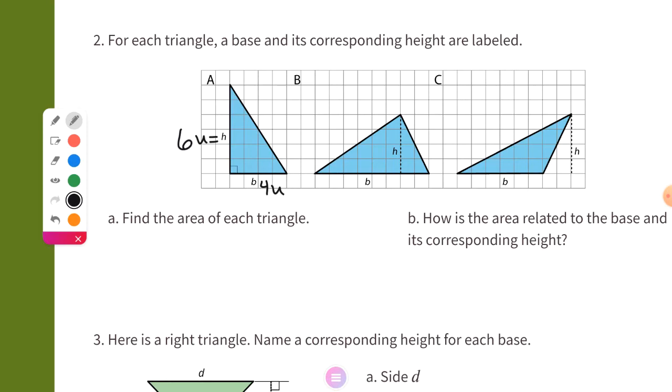Who was my base for B? Emmett, what'd you come up with? 8. Do you agree? Okay, so let's write 8 units. My height for B? 4. Do you agree with him? 1, 2, 3, 4. I agree.